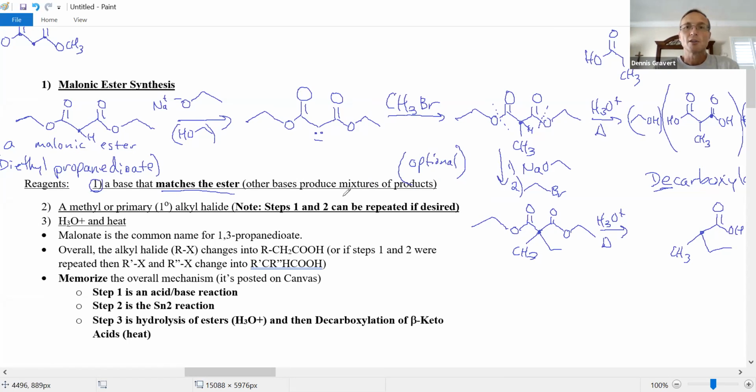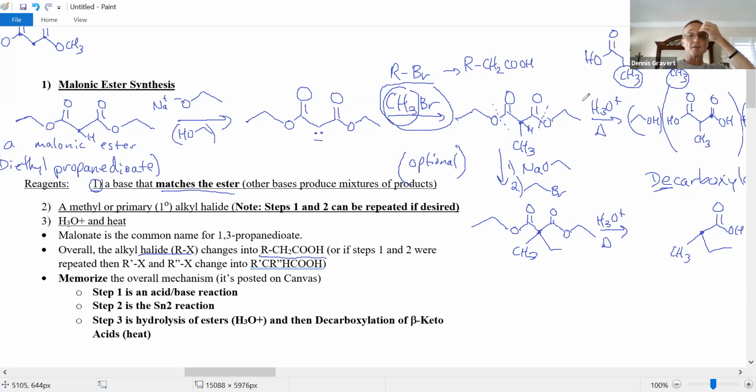Okay, overall, you take an alkyl halide, and the alkyl halide changes into RCH2COOH. So if I say, hey, methyl, you're just the remainder of the molecule, the product after malonic ester synthesis takes over is that you get a CH2 group plus a carboxylic acid. Or in other words, the methyl group has a CH2 group and a carboxylic acid. Get it in there.